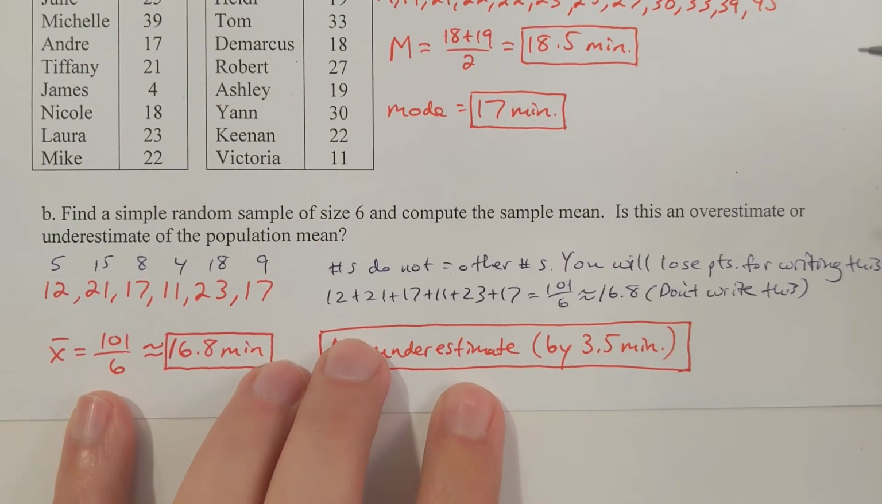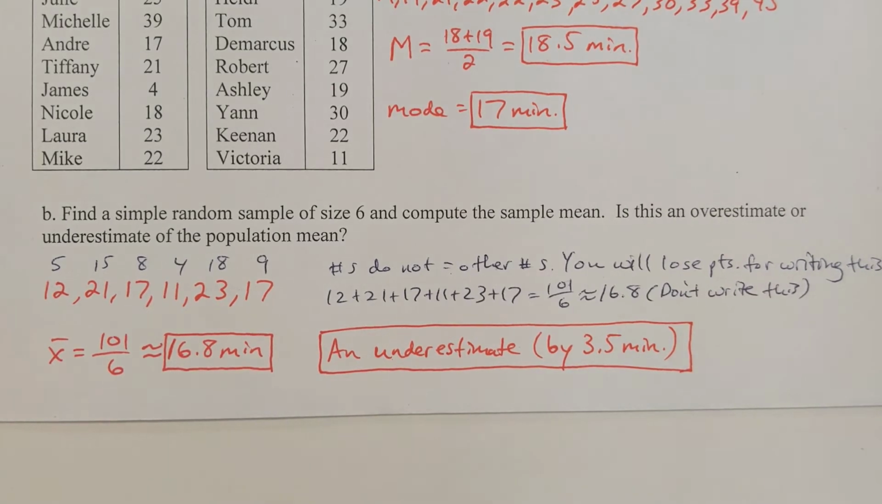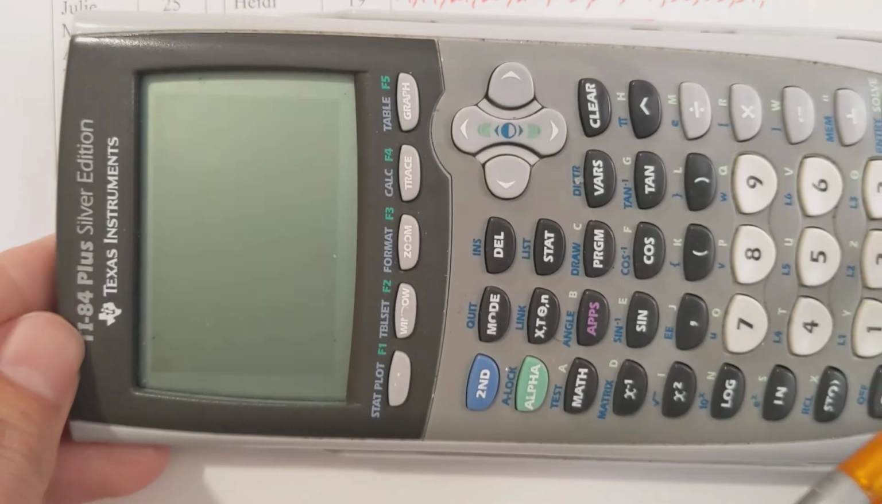Part B says to find a simple random sample of size 6 and compute the sample mean. Is this an overestimate or an underestimate of the population mean? We talked about how to use a random number generator in your calculator.